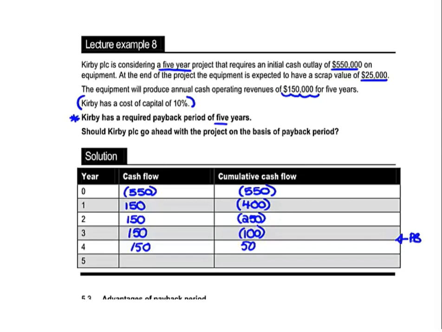If the cash flows arise evenly during the year, then it's going to be 3 years and then two-thirds of the way through the year, so that will be 8 months. 100 divided by 150 times 12 is 3 years and 8 months. And the project is going to be acceptable because it pays back within 5 years, which was the target.